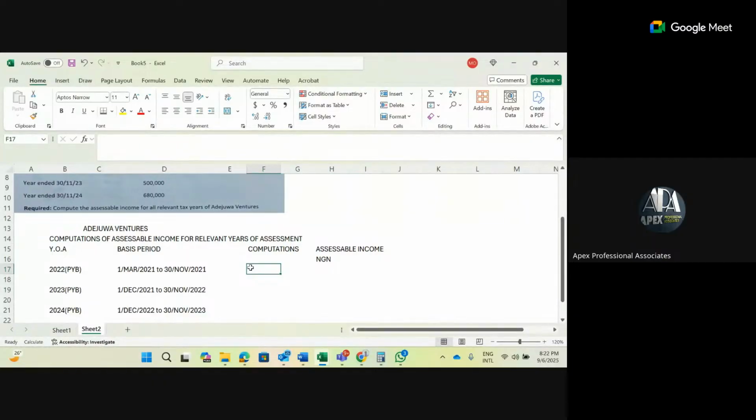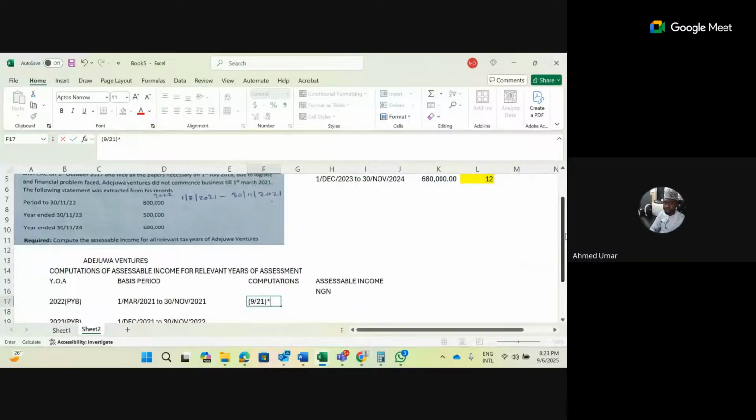What is that proration? How many months do I have from March to November? 9 months. I have 9 months from March to November. Please, you can use your hand to count if I'm not correct. So if I'm not correct, quickly let me know. So that means I'm doing 9 divided by 21 times what is the profit that was given to us? 800,000 naira.